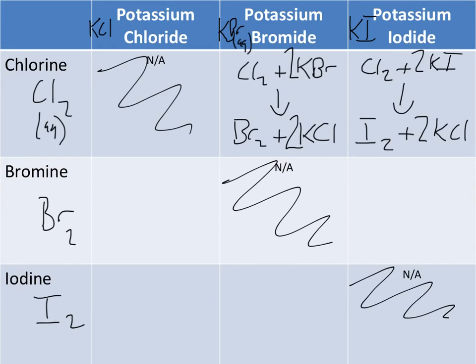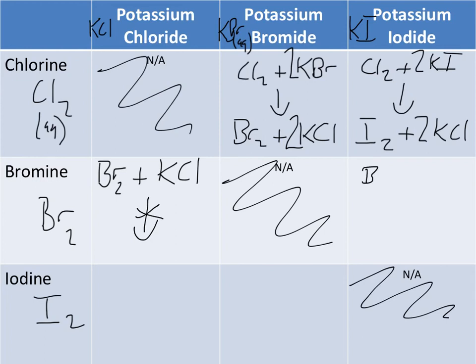Right, chlorine we've done. So let's have a look and see if bromine has the ability to displace the chlorine. Let's have a think. Will bromine displace the chlorine from potassium chloride? And it won't. Bromine is less reactive than chlorine, so the bromine cannot displace the chloride here. So you get no reaction, because the bromine is less reactive. So no reaction would occur.